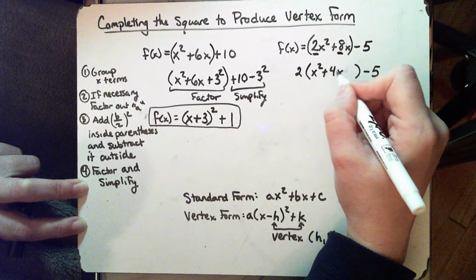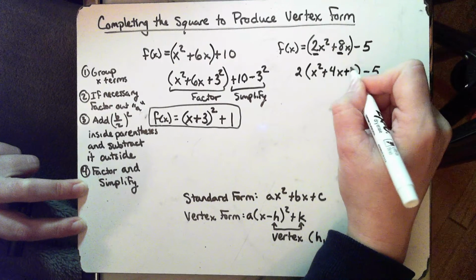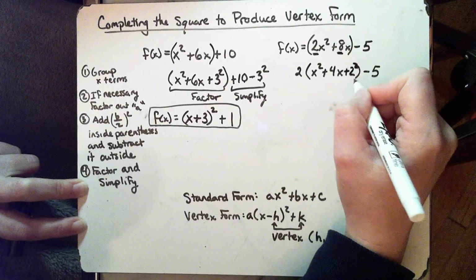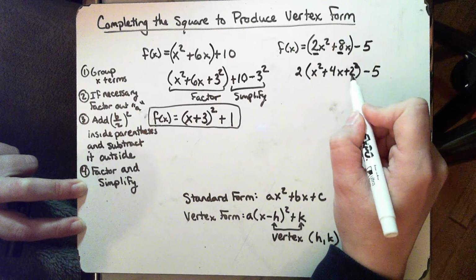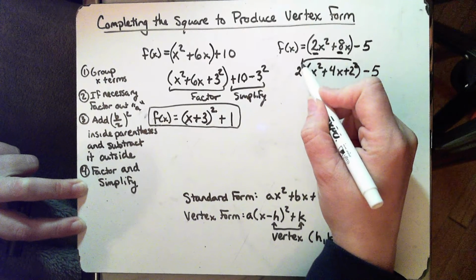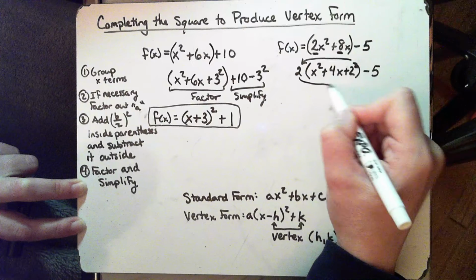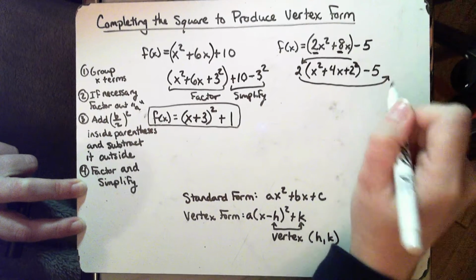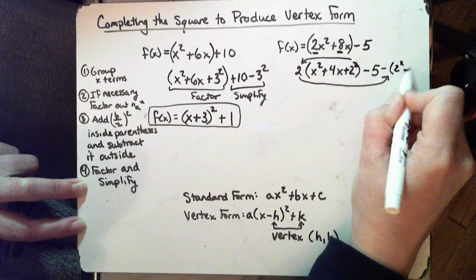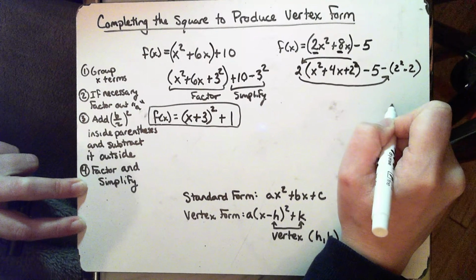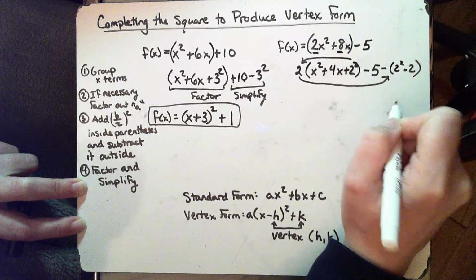Now, I have to do 4 divided by 2, which is 2, squared. Now, here's the hard part. I have 2 squared in here. It has to be multiplied by this 2 here, and then I'm allowed to subtract it out here. So it's minus 2 squared times 2. Okay, now I can factor and simplify.